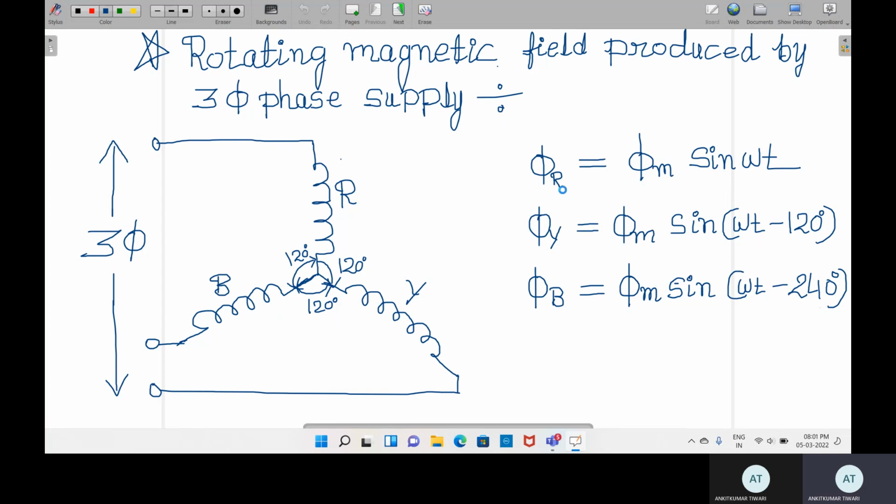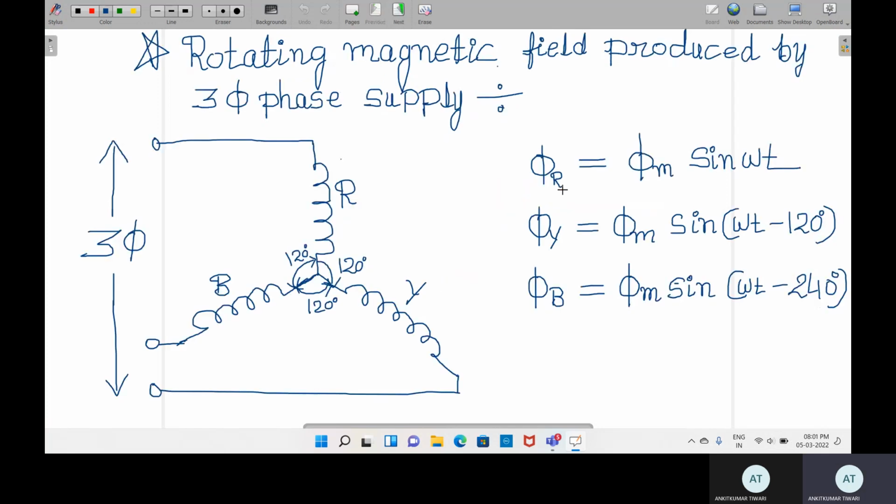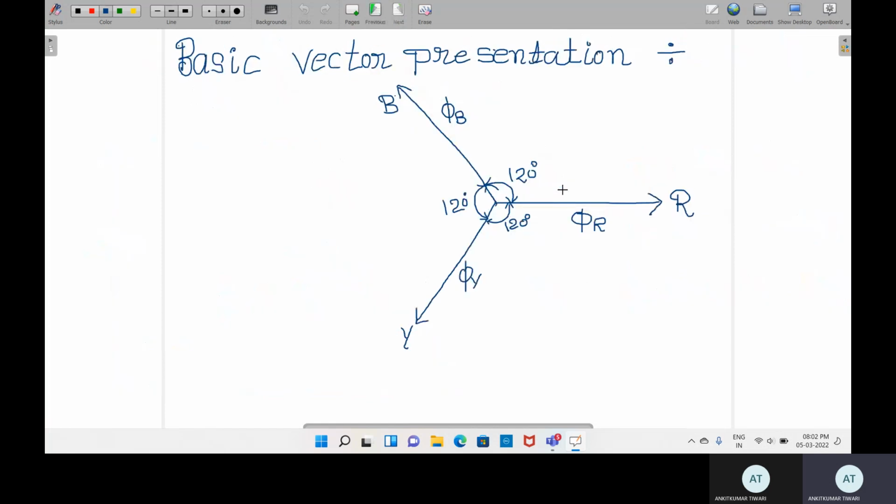Now, we have seen the basics of the three-phase system or star connection. A star connection will have three coils. Three coils will produce three different phase fluxes in them, and these fluxes will be produced 120 degrees apart from each other. Now, we will see how their quantities will be presented on the graph of a sinusoidal waveform.